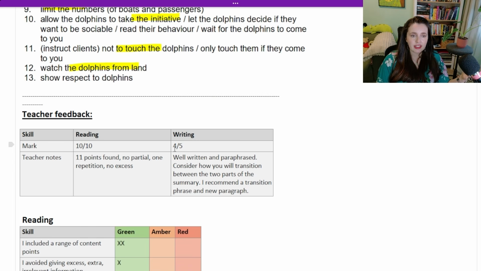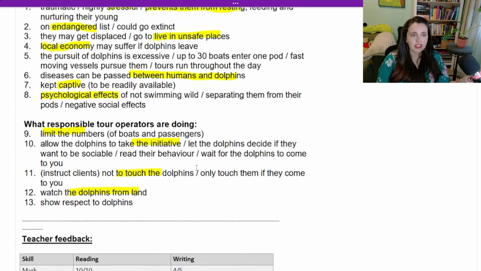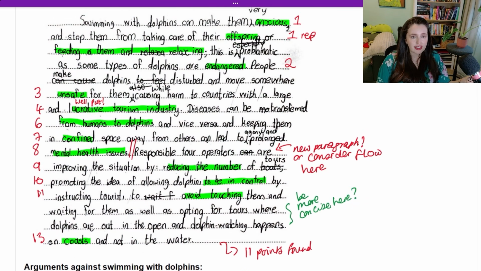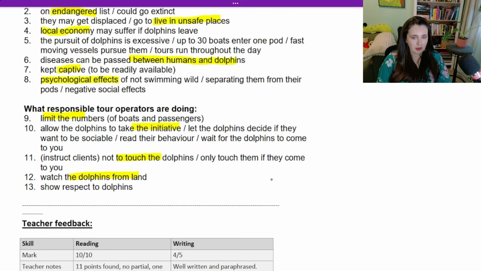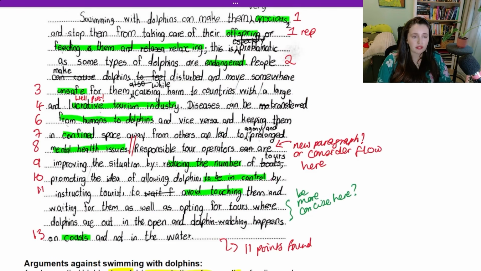Now for writing, you'll see here that I scored them 4 out of 5. I thought that their writing was really nice and they had some great paraphrases, but the thing that stopped me from giving them 5 was this bit here. It's one long sentence. It's not concise, it's a little bit wordy, a little bit repetitive. And so because of that, I didn't feel like I could award them 5 out of 5.